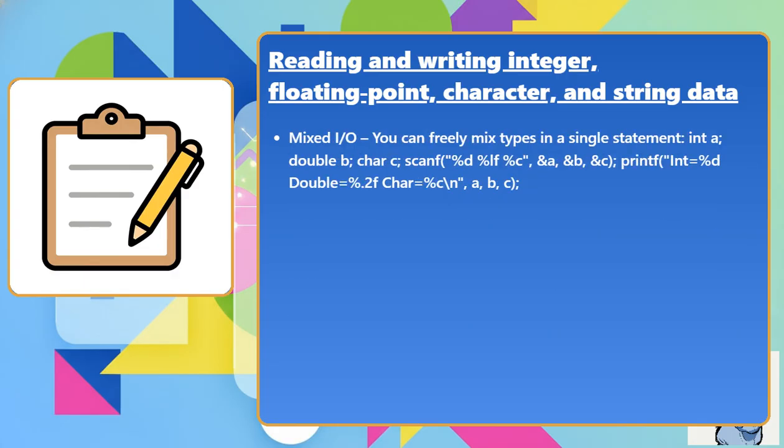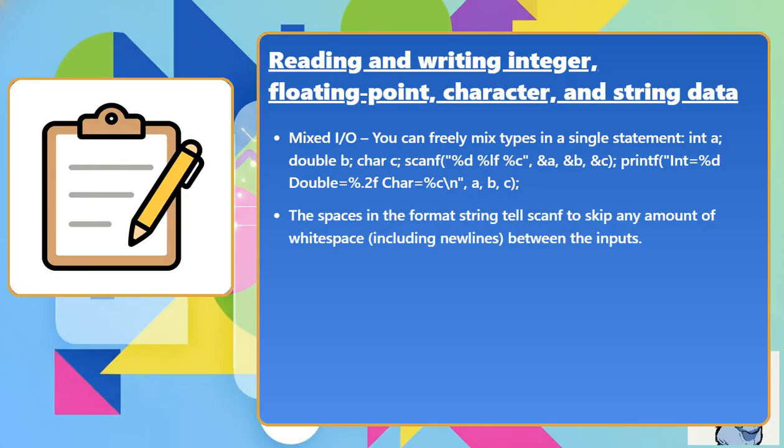Mixed IO: you can freely mix types in a single statement. Example: int a; double b; char c; scanf("%d %lf %c", &a, &b, &c); printf("int equals %d double equals %.2f char equals %c"). The spaces in the format string tell scanf to skip any amount of white space, including newlines, between the inputs.